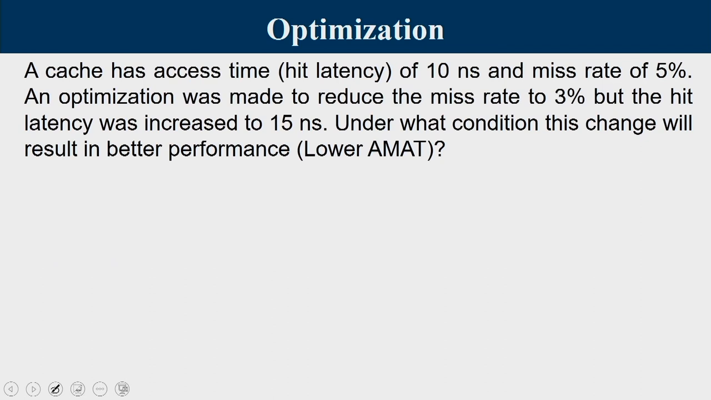Moving into the next question, it is an optimization problem. A cache has a hit latency of 10 nanosecond and a miss rate of 5%. An optimization was made to reduce the miss rate to 3%. So, from 5%, you are trying to reduce the miss rate to 3%, but the hit latency was increased. On this optimization, we are able to reduce the miss rate, but the byproduct is an increase in the hit time from 10 nanosecond to 15 nanosecond. Under what condition will this change result in better performance or lower memory access time?